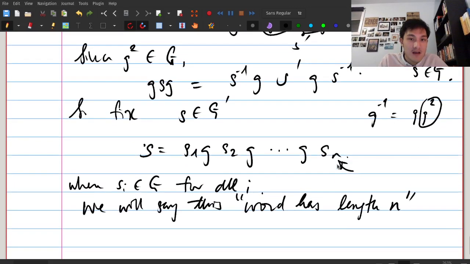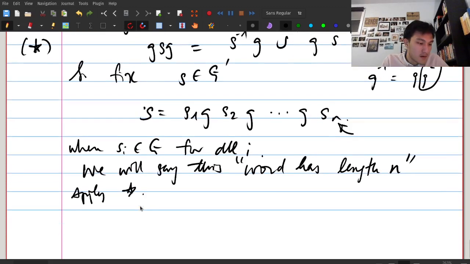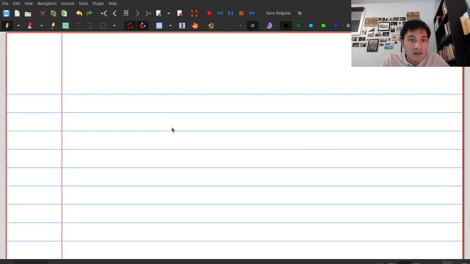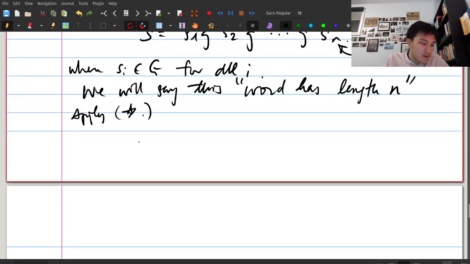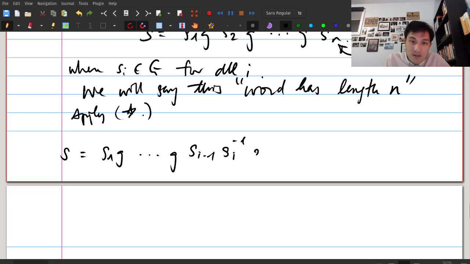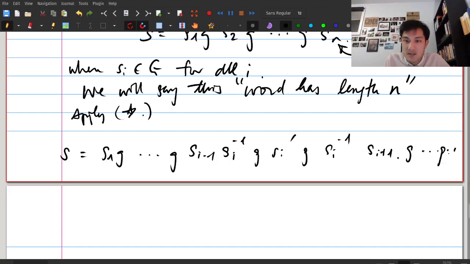Now if we apply this rule, so apply star. Sorry, I need a new page. Apply star, we get S equals S1G, G, S I minus 1, S I inverse, G S I prime, G S I inverse, S I plus 1, G, and then G S N.